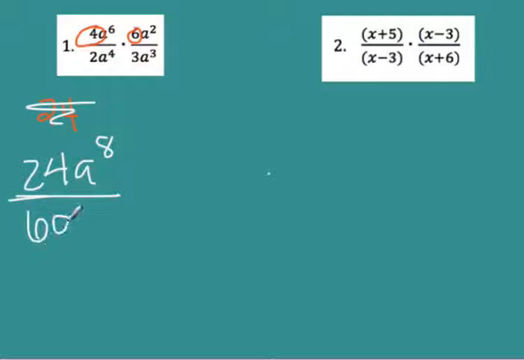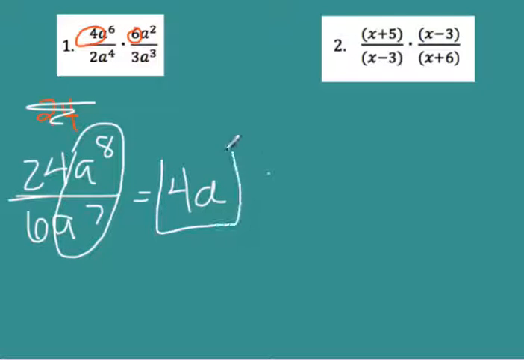A to the 4th times a to the 3rd is a to the 7th. Then 24 divided by 6 is going to give me 4. And then when I take a to the 8th divided by a to the 7th, you're going to subtract those exponents, and I'm going to get a to the 1st, which I can just write as a.